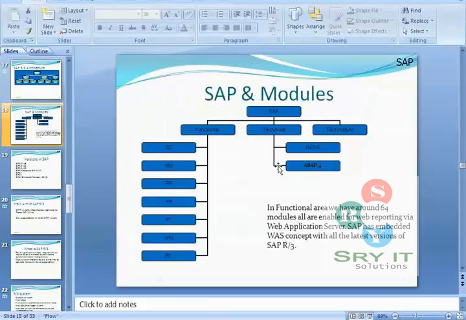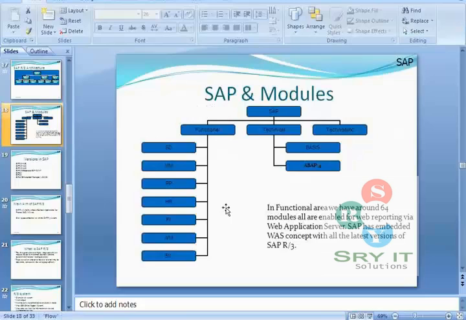Next, now that we know the outside of SAP, what is there inside SAP? What applications are there? We need to understand that. How is SAP defined? SAP is defined basically as functional, technical, and techno-functional.